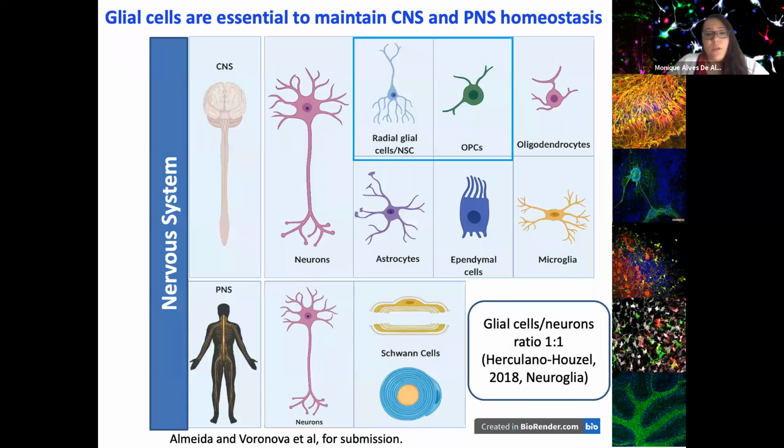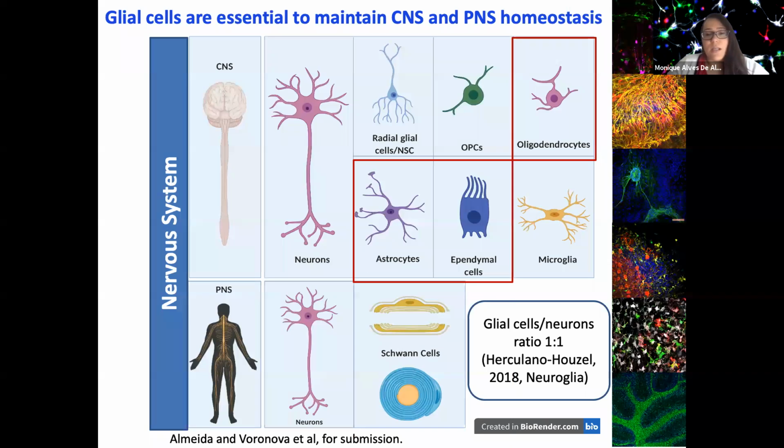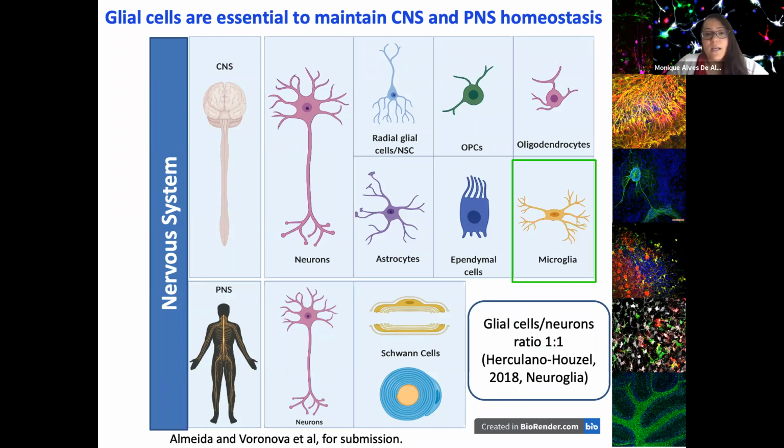They are derived from neuroectoderm cells, also called radial glial cells, which will give rise to most of the cells within the CNS, and also OPCs, which are progenitors distributed throughout the brain that will give rise to oligodendrocytes and in some cases astrocytes. They are also divided into two classes of specialized cells: the macroglia, which comprise oligodendrocytes, astrocytes, and ependymal cells, and the microglia, which have a different embryonic origin from macroglial cells.